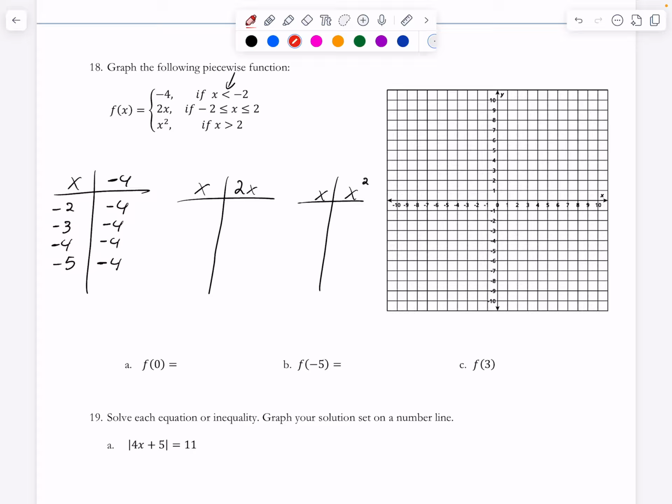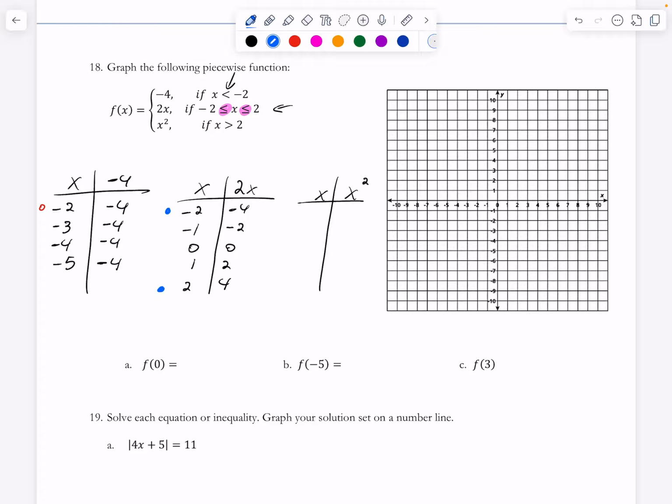I want to make sure this one is an open circle. Values that are between -2 and 2 are -2, -1, 0, 1, 2. Plugging them into this piece means multiply them by 2. So -4, -2, 0, 2, and 4. These are both going to be closed circles, right? They say or equal to right here. It says or equal to.